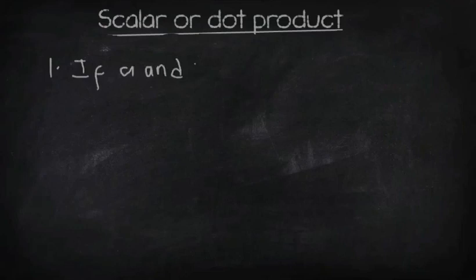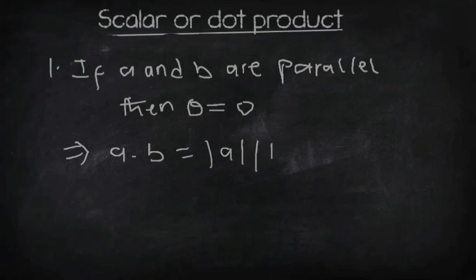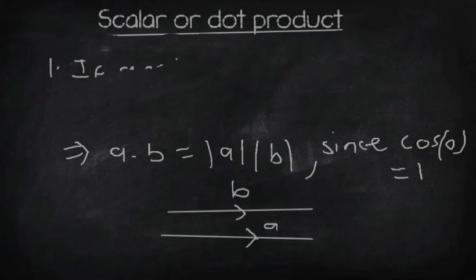One, if a and b are parallel, then theta is equal to 0. Since they are parallel, there's no angle existing between them. So a dot b is equal to the absolute value of a and the absolute value of b, since cos 0 is 1. So you can see that there's no angle between them. This shows that they are parallel.